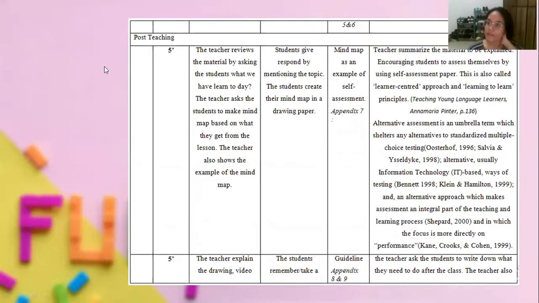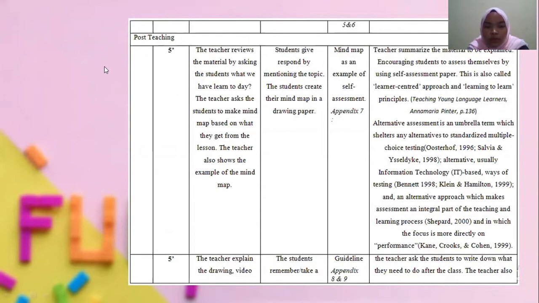Next, so move to the post-teaching. In the first 5 minutes, the teacher reviews the material by asking the students what they have learned today. The teacher asks the students to make a mind map based on what they get from the lesson. The teacher also shows an example of the mind map.